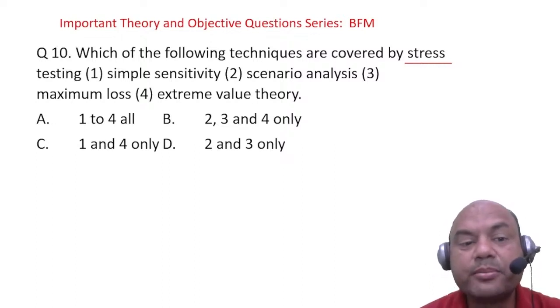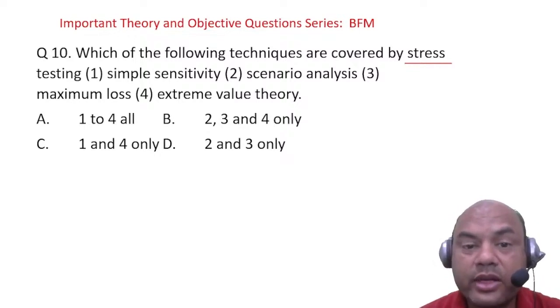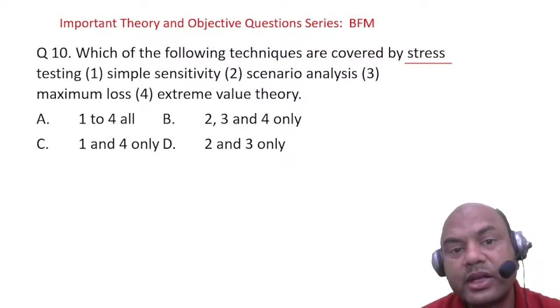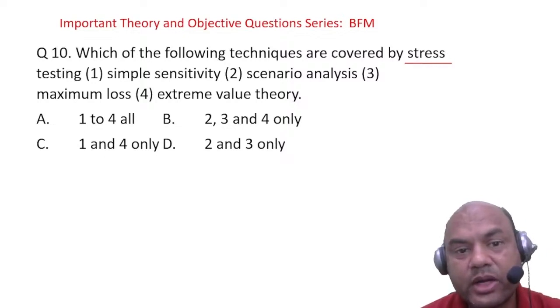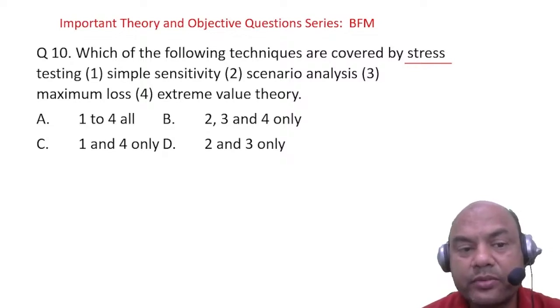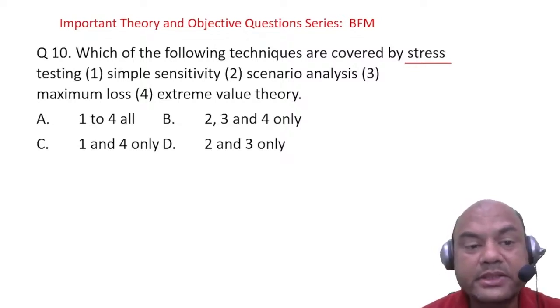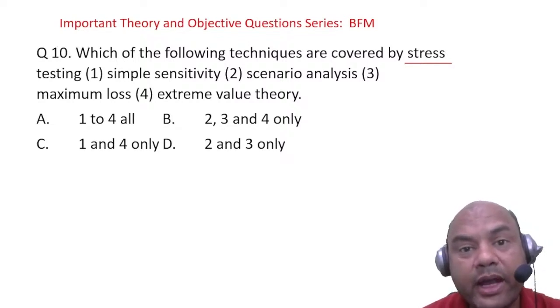Stress testing covers simple sensitivity. Sensitivity means fluctuations. These have deep meanings in them; today I won't be able to explain them, it will take much time. Simple sensitivity, scenario, maximum loss and EVT. EVT is extreme value theory, which means what can be my maximum extreme losses. Maximum loss means no profit and all losses.